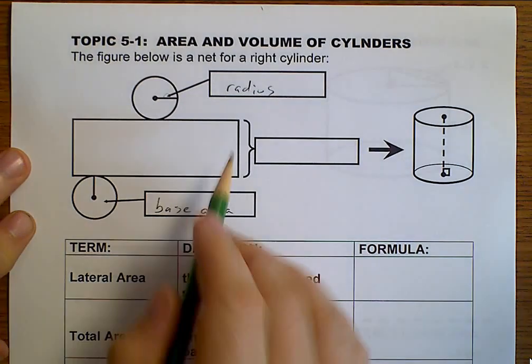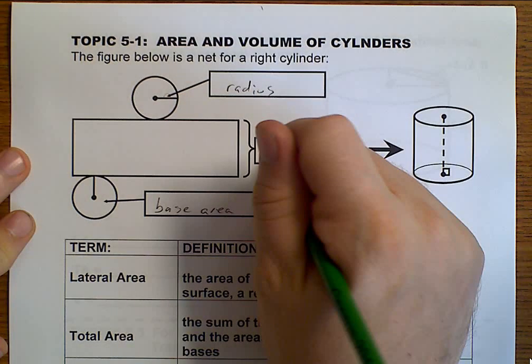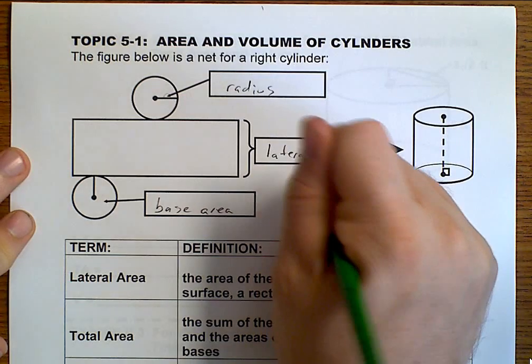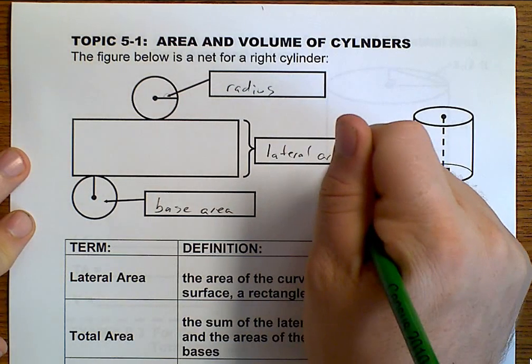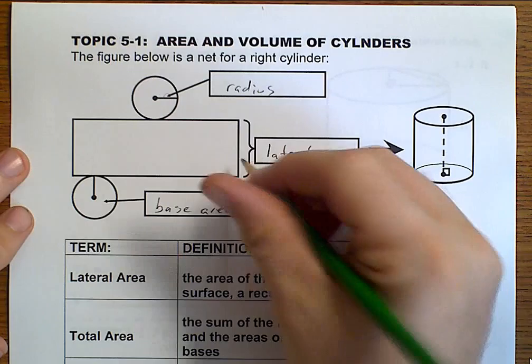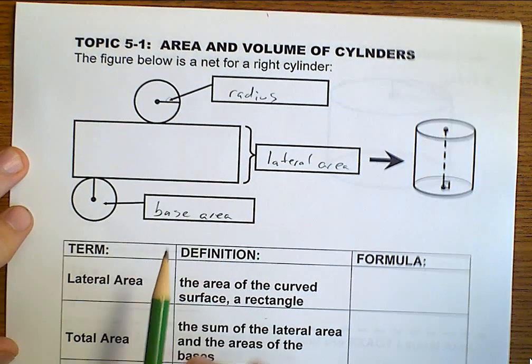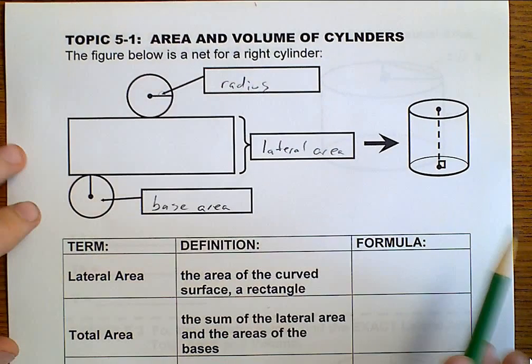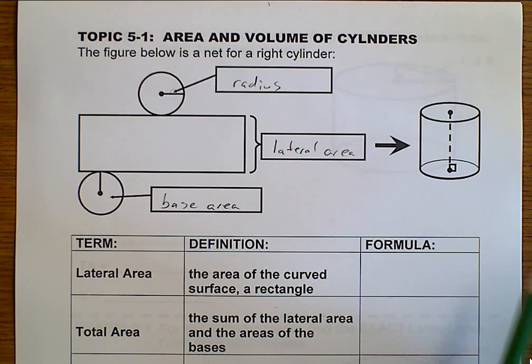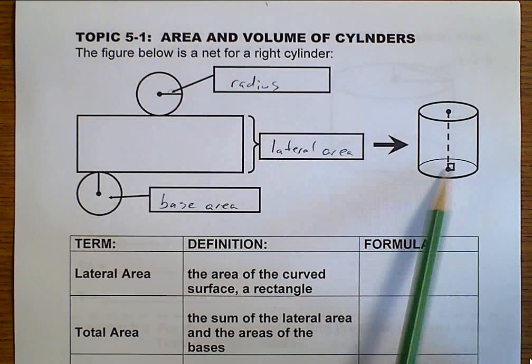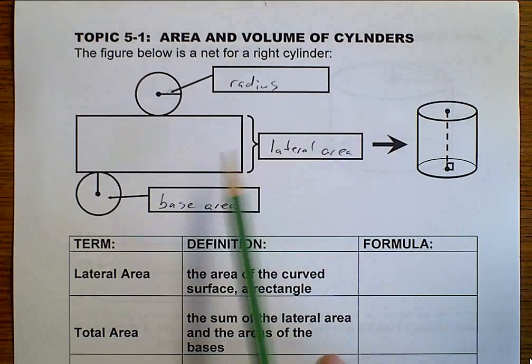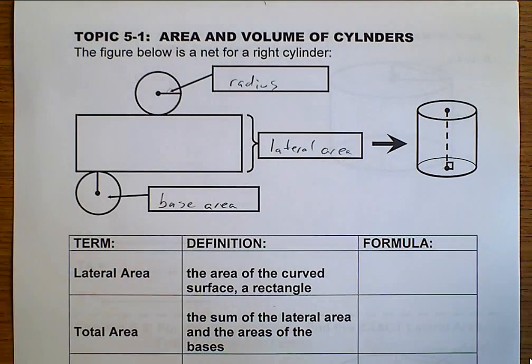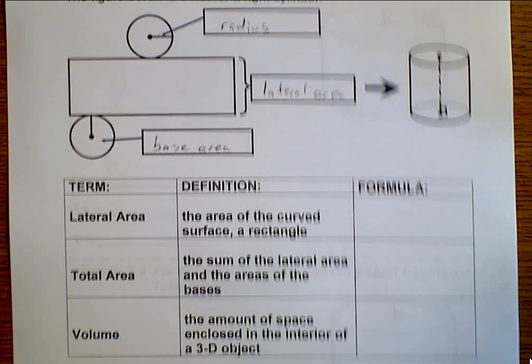And this would be the lateral area. Okay, it's the lateral face and the base that give us our base area and our lateral area. And again, just to show you that this is two circles and what got wrapped around comes out to be a rectangle. So let's look at some formulas for lateral area.